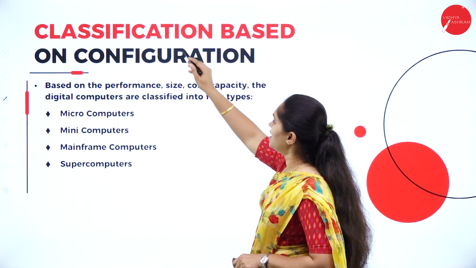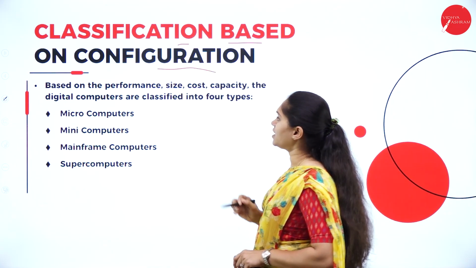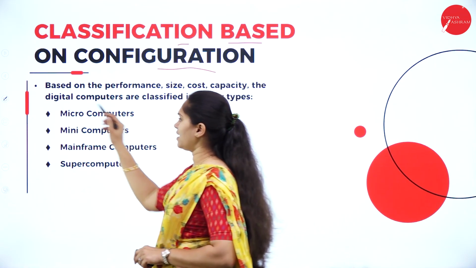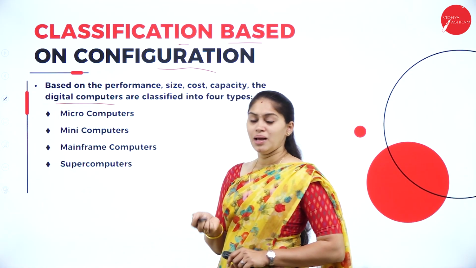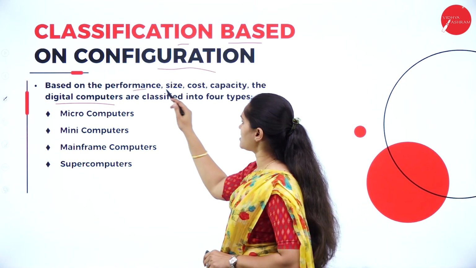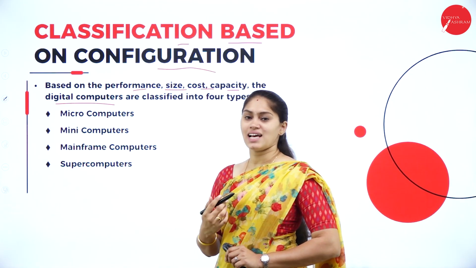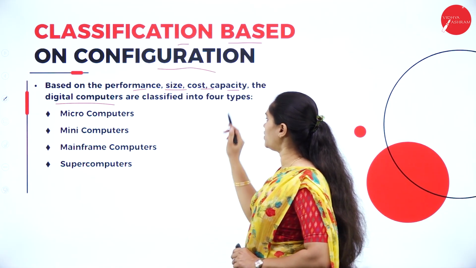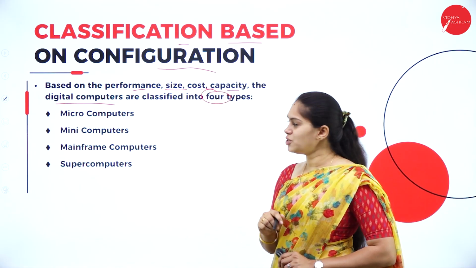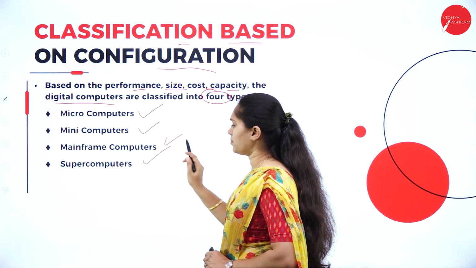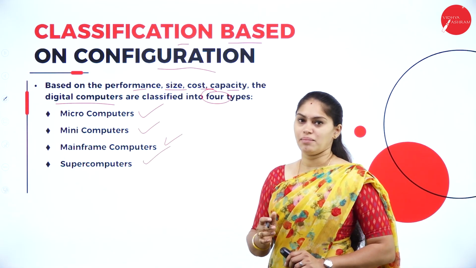Here you can see the classification which is based on the configuration. Amongst that, we are mainly highlighting this digital computer. Based on the performance, size, cost and capability, we are classifying this digital computer into 4 types. Which are those? That includes microcomputer, minicomputer, mainframe computer and then supercomputers.